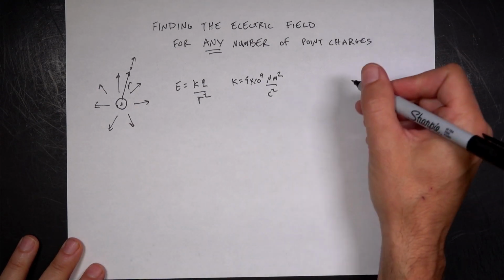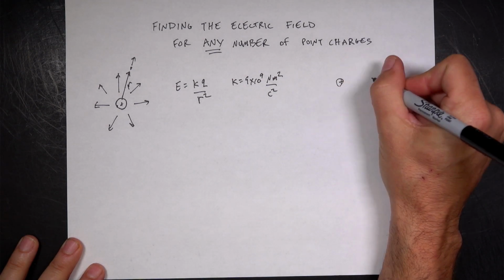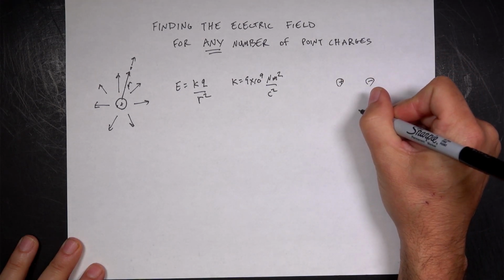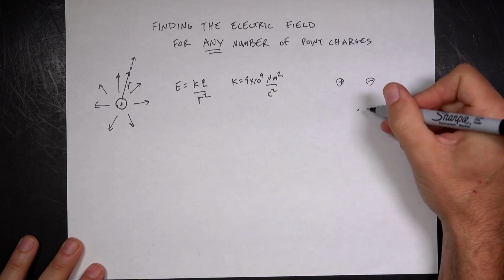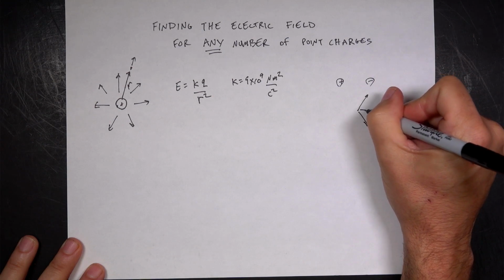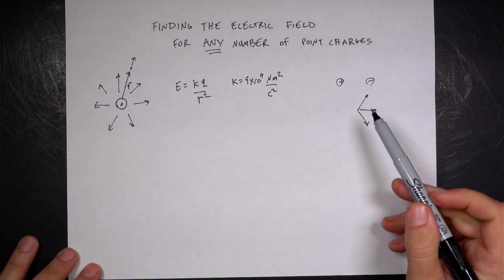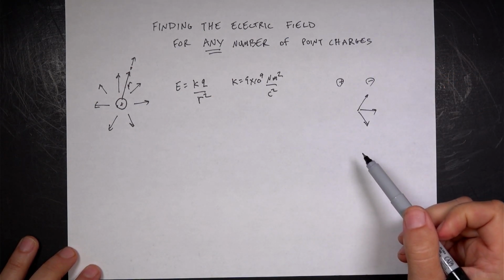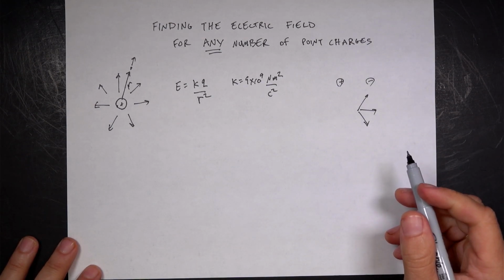Because suppose I have two charges. I have a plus charge and a minus charge right there, and I want to find the electric field down here. Well, the electric field due to the positive charge is that way, the negative charge is that way, and then the total electric field would be that way. But I need to find those as vectors. I can't just find them as a magnitude. I have to deal with the vectors.